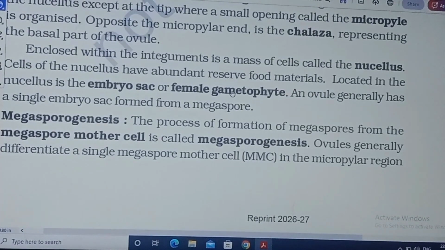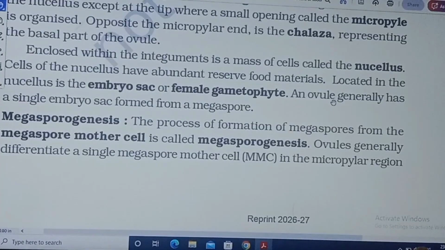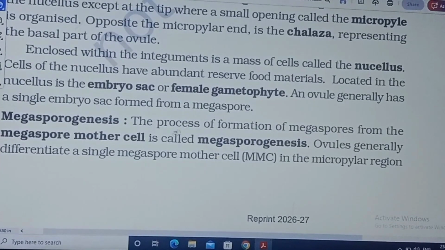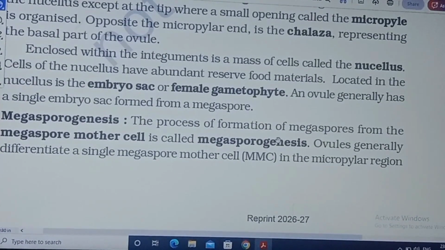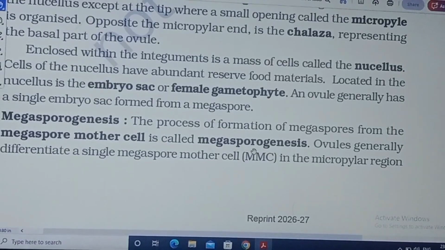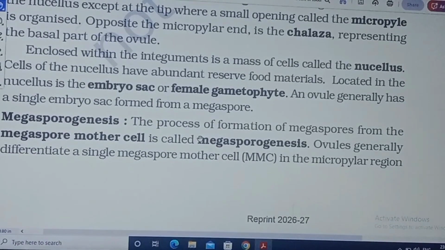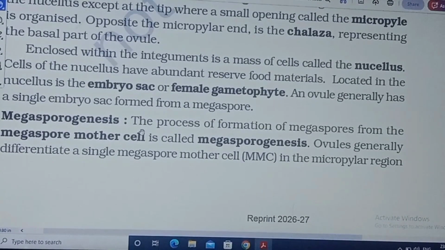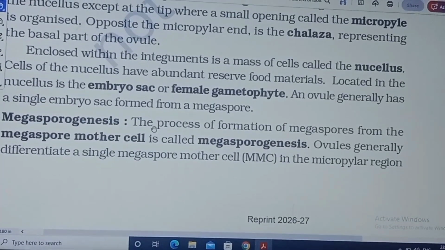An ovule generally has a single embryo sac formed from the megaspore. Megasporogenesis: the process of formation of megaspores from the megaspore mother cell is called megasporogenesis. This is an important definition that they can ask in the second PU examination. What is megasporogenesis? You have to write that the process of formation of megaspores from the megaspore mother cells (MMC) is called megasporogenesis.